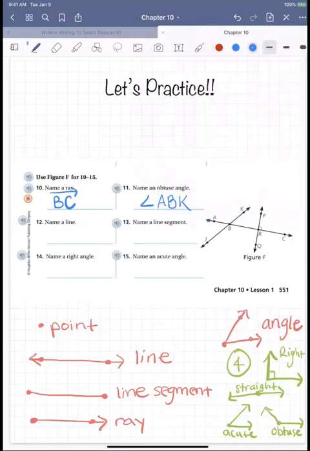Okay, the next one, number 12, is asking us to name a line. One line that I see is line AC. Start at A, goes across to C, and both have arrows on the end. So this one, again, I want you to find. Did you find a different line than I did? If so, awesome. Tell me what it is. If not, pause the video and keep looking.